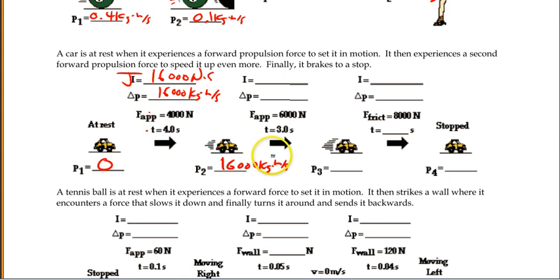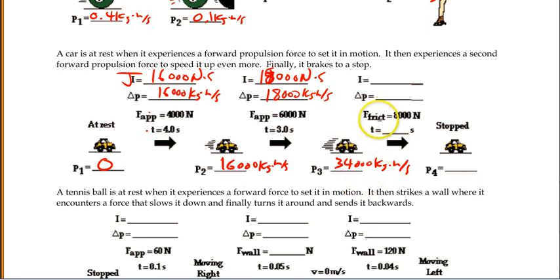Now you're not satisfied, you want to go even faster, so you apply another force of 6,000 newtons for 3 more seconds. That's going to give us an impulse of 18,000 newton seconds, which means we have another gain of momentum of 18,000 kilograms times meter per second. Now we were at 16,000, we added an additional 18,000, so that's going to give us 34,000 kilograms times meter per second.